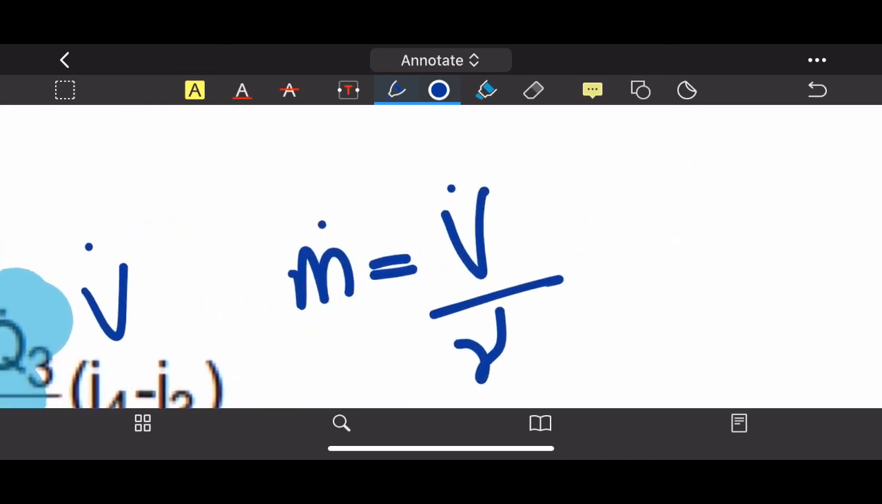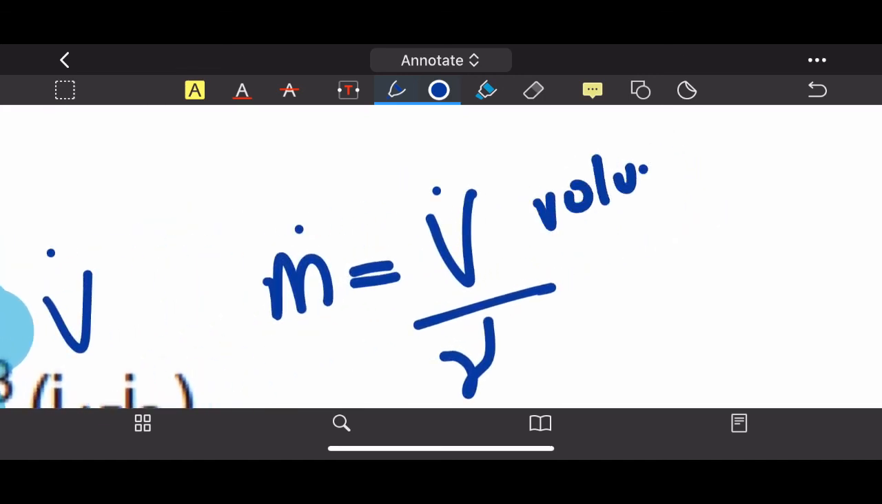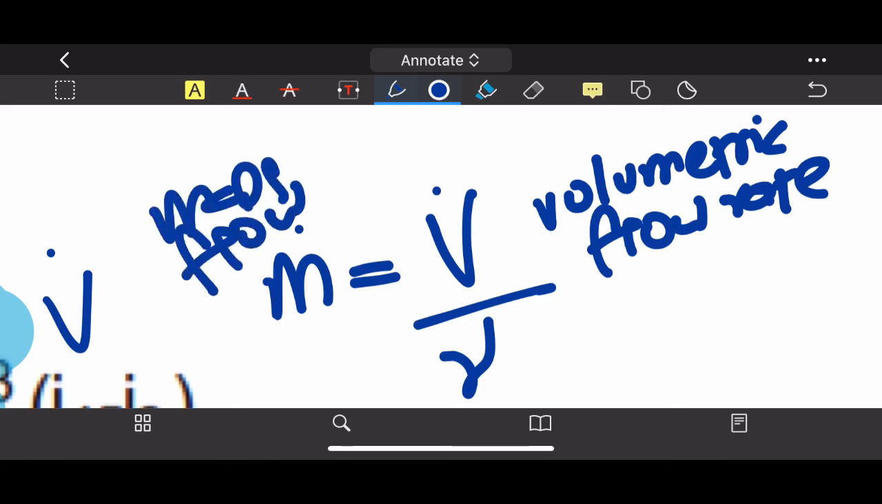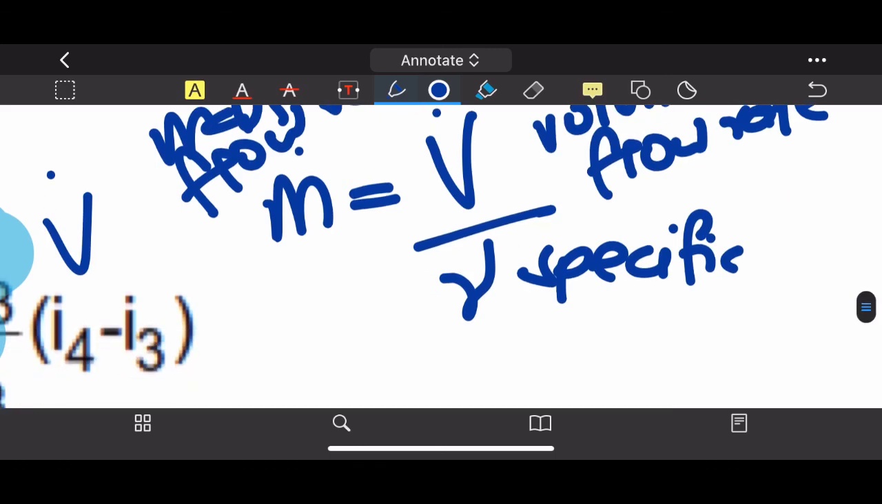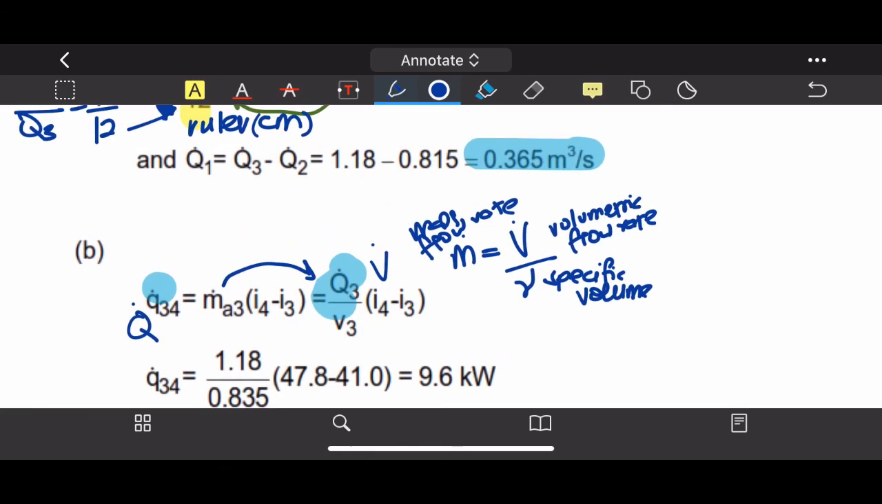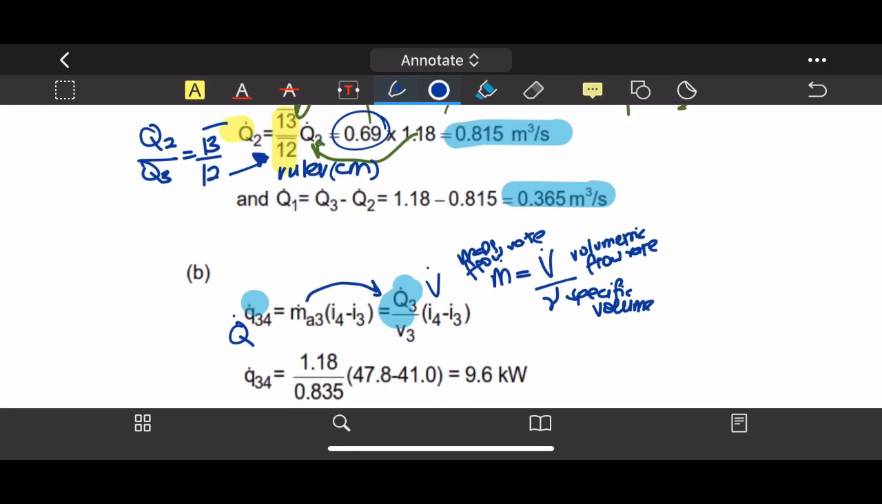volume. So I'm going to write here volumetric flow rate, mass flow rate, and this is specific volume. Right, so you get Q dot, V dot, V3 or small v, the specific volume, from the psychrometric chart as well.